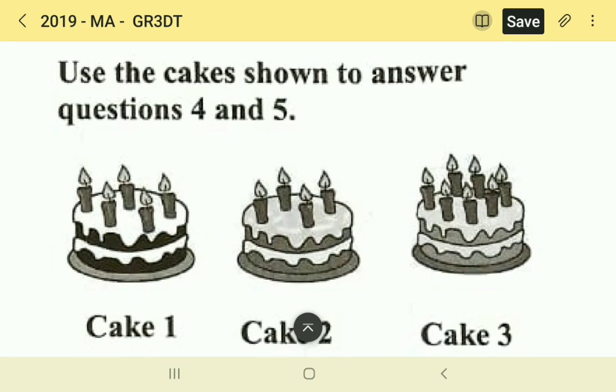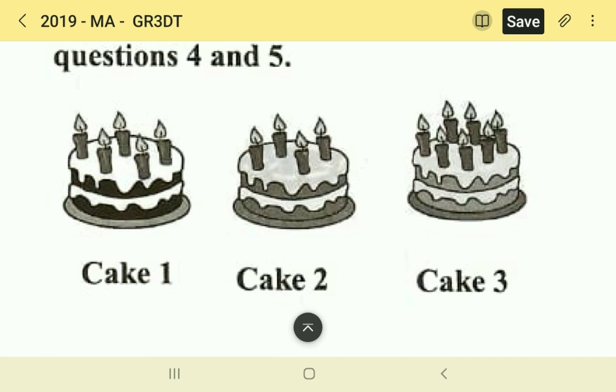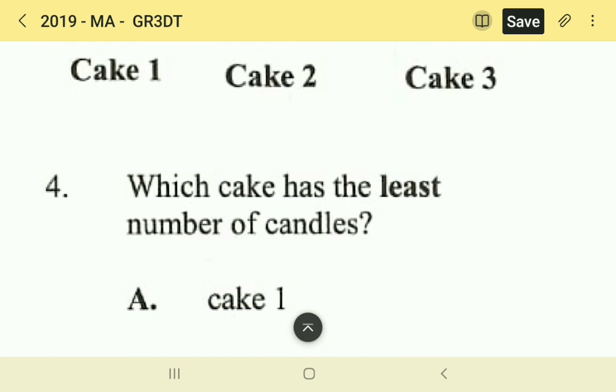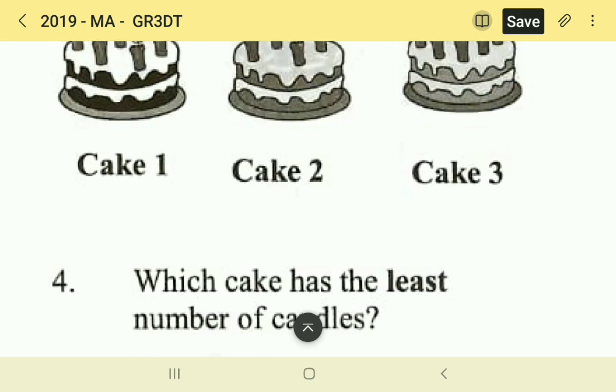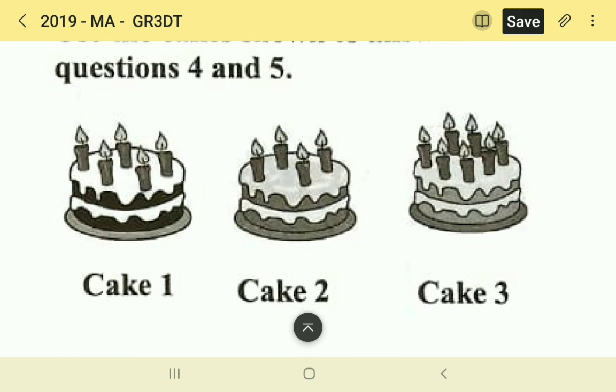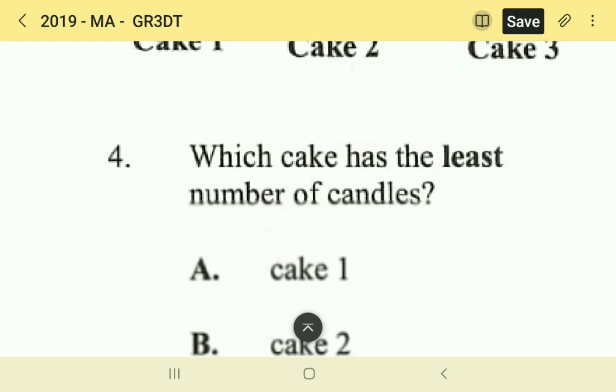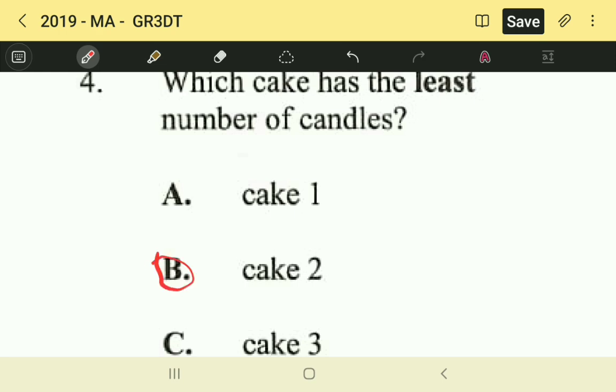Use the cakes shown to answer questions 4 and 5. Girls, this one is for you. Normally we like to look at them and examine them before we even look at the questions. Alright, but let's go to the question first. Which cake has the least number of candles? Smallest amount would be at cake 2, because cake 2 has 1, 2, 3, 4 candles. Cake 3 has 1, 2, 3, 4, 5, 6, 7. Cake 1 has 1, 2, 3, 4, 5. So the least is at cake 2. And cake 2 is at B.